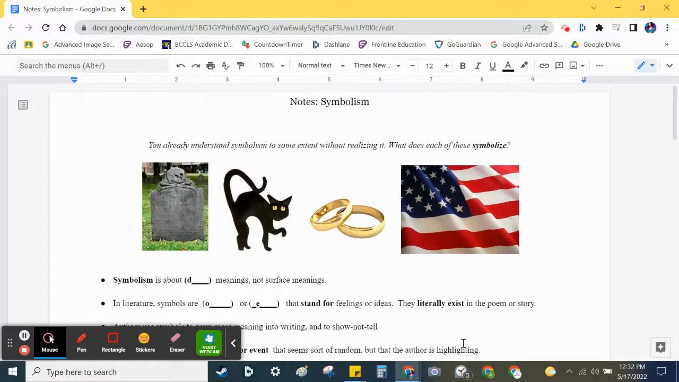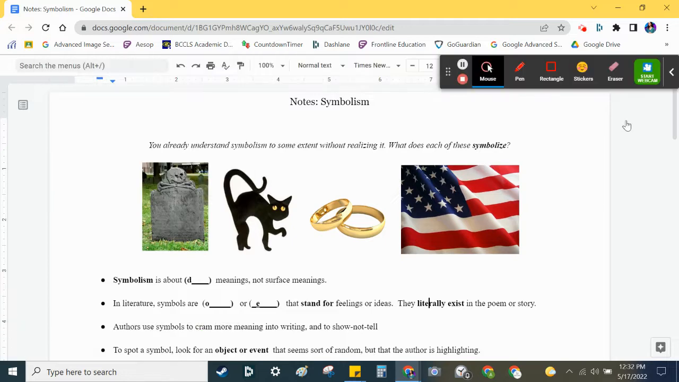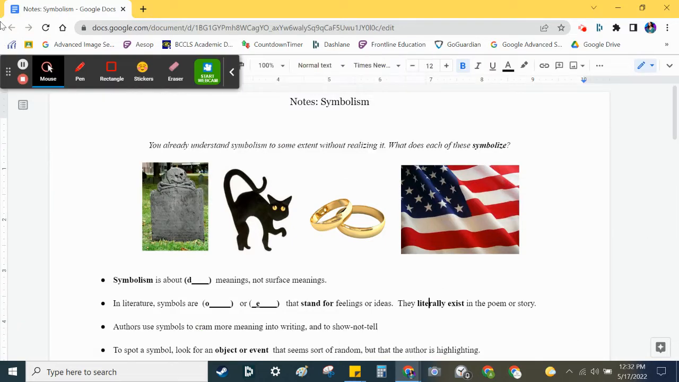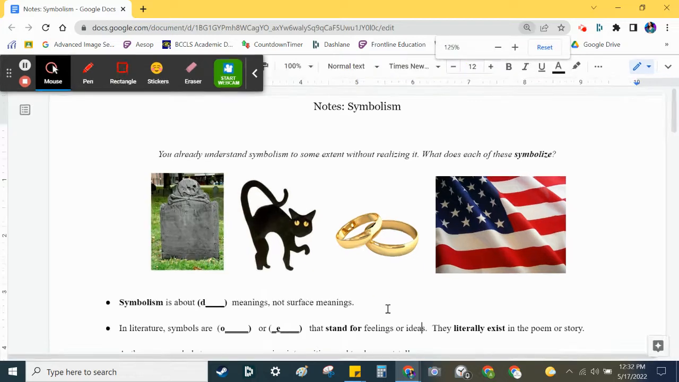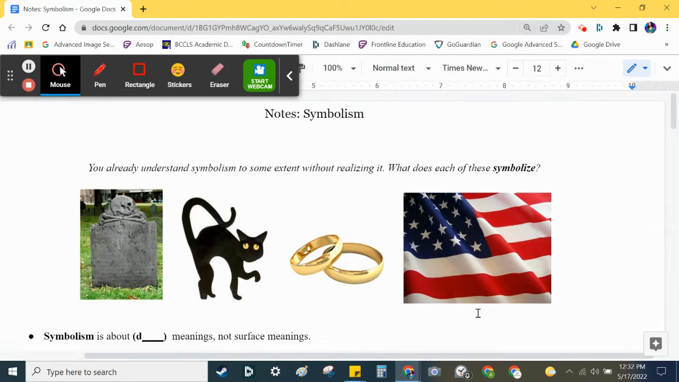Hi kids, these are the notes for Symbolism, which is a literary device. Let me get this thing out of the way. Where can I put it? Maybe up there. Okay, Symbolism. If you're watching this, probably you weren't here for these notes, but it can also be useful to go back and watch it again if you didn't understand something in class.